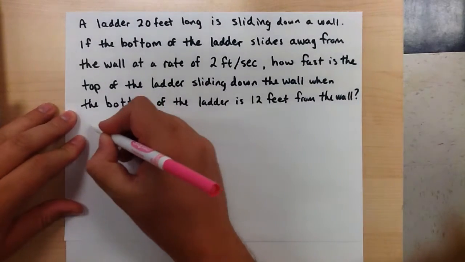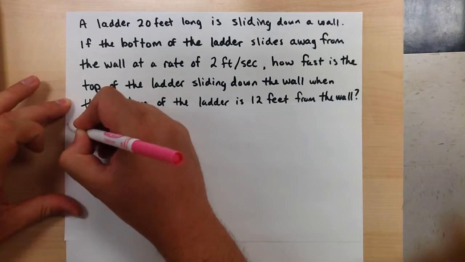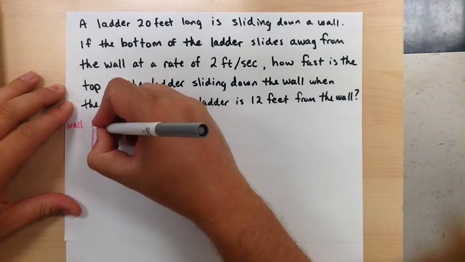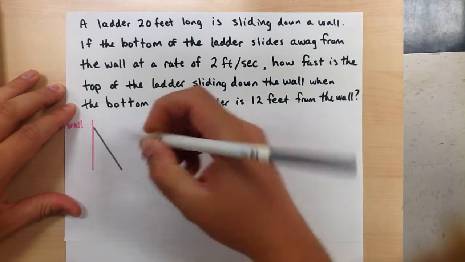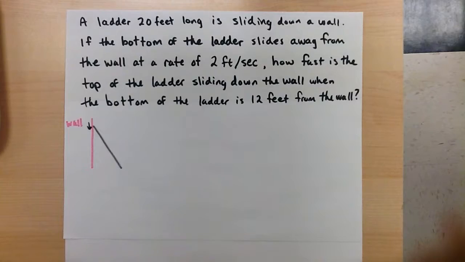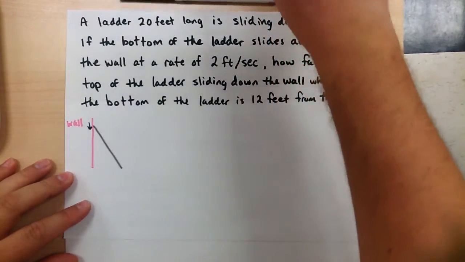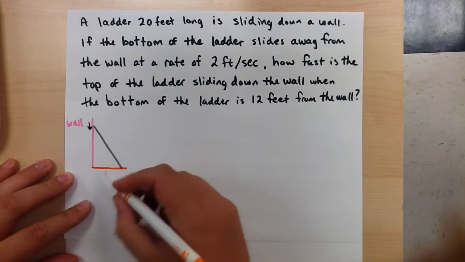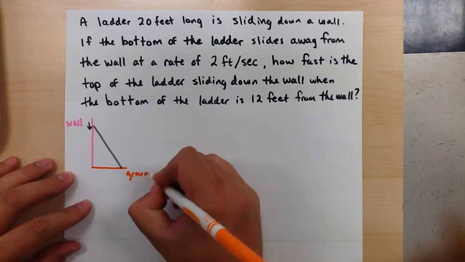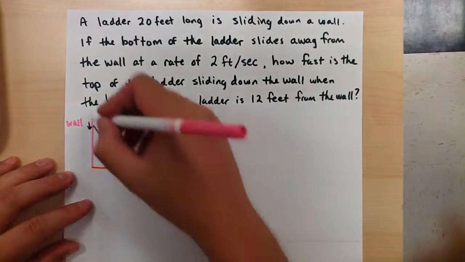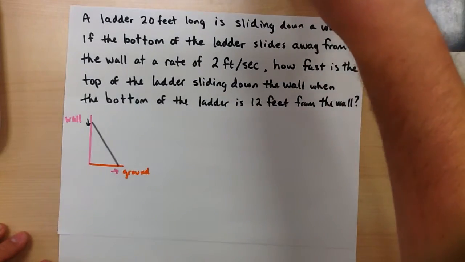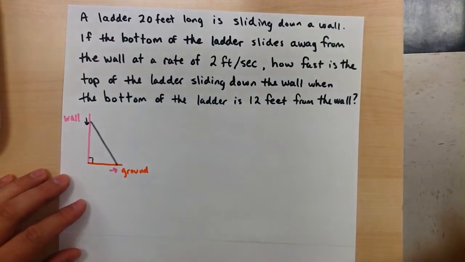So what we have is a wall. We have a ladder, and that ladder is sliding down. So it's going down the wall, and here's the ground down here. There's the base of the ladder on the ground. Hopefully you can visualize this situation. This thing slides down, this thing slides out, and you can see the construction of the right triangle that's now formed.